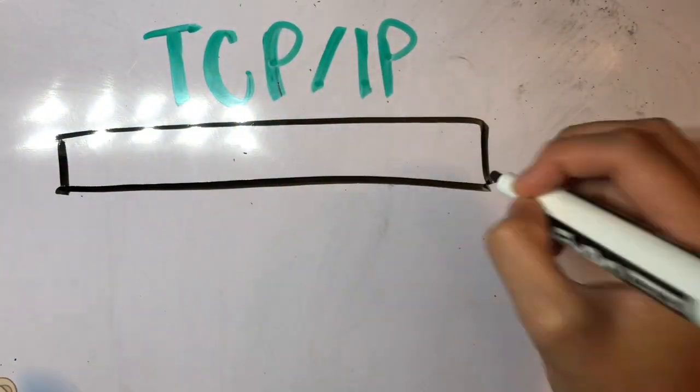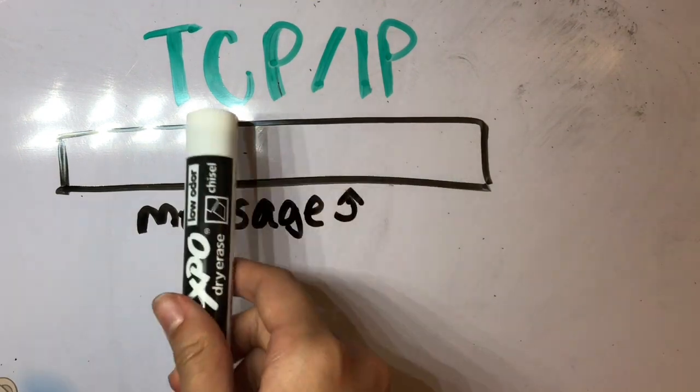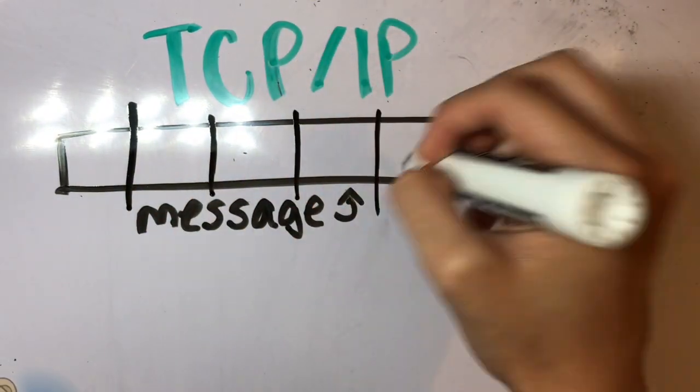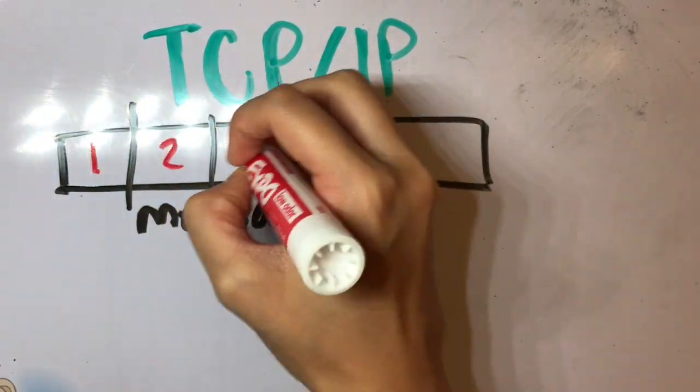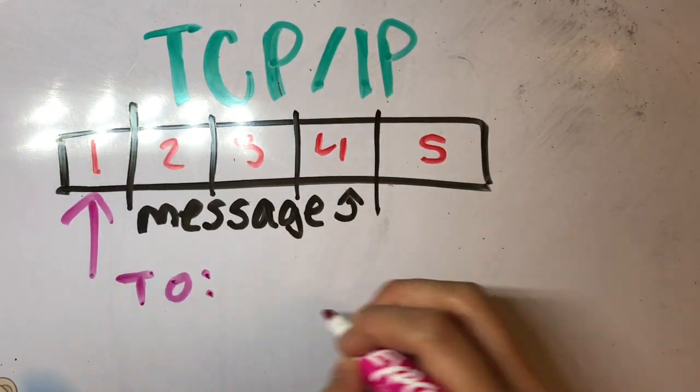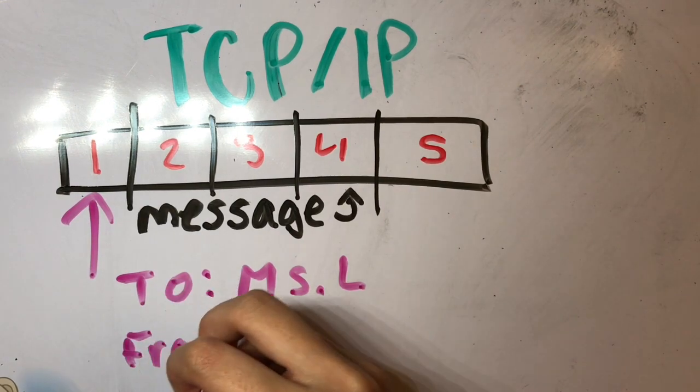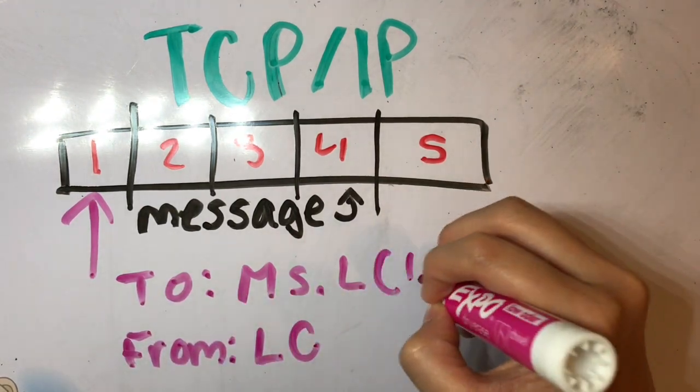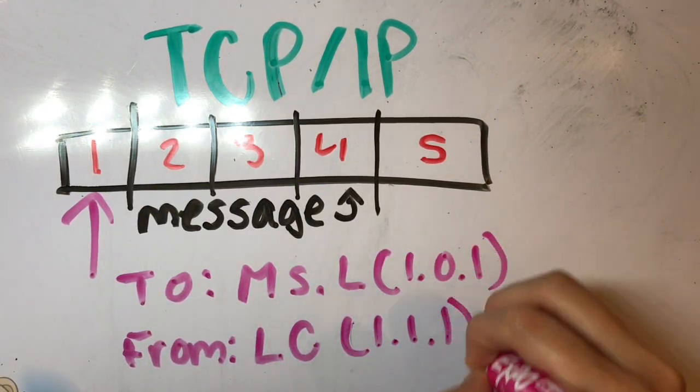First, how does this work? Well, it takes the message and it breaks it down into blocks of information called packets, like so. Then it numbers them so they can be used for reassembly. Then they assign the to and from addresses, so I could say to Miss L from me. However, these would have assigned IP addresses.